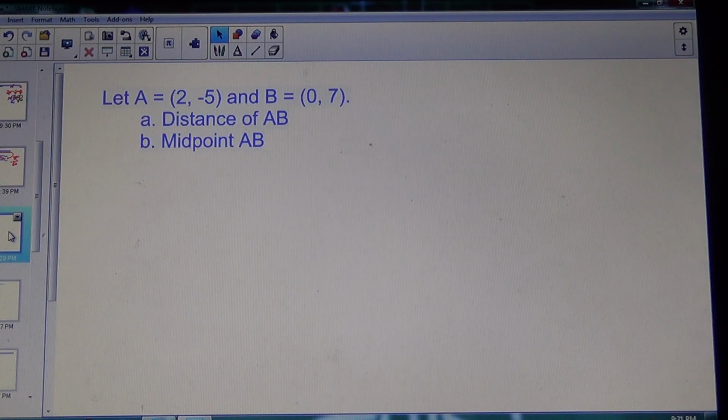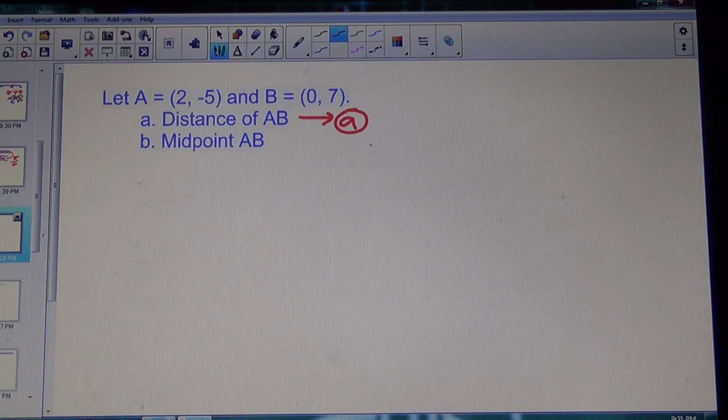Alright, here's the next question. Let A equal those 2 points and B equals those 2 coordinates, sorry. And it says find the distance of AB and find the midpoint. Well, the test might also say find the length. So length and distance, same thing. So we'll do A first here.